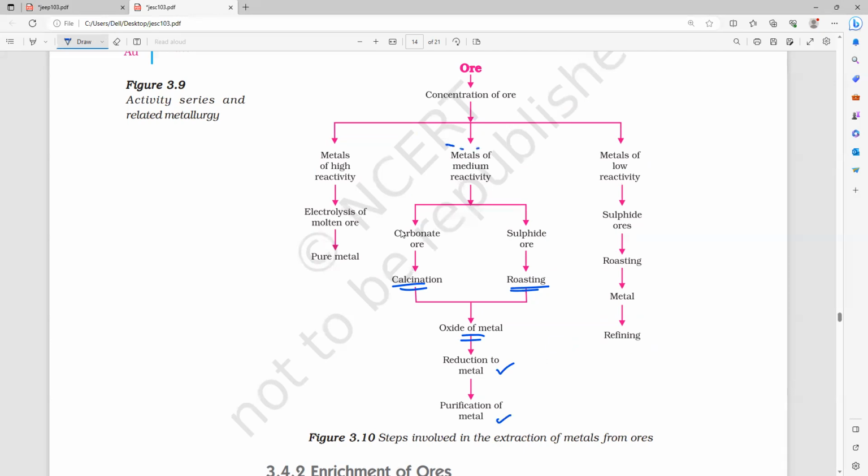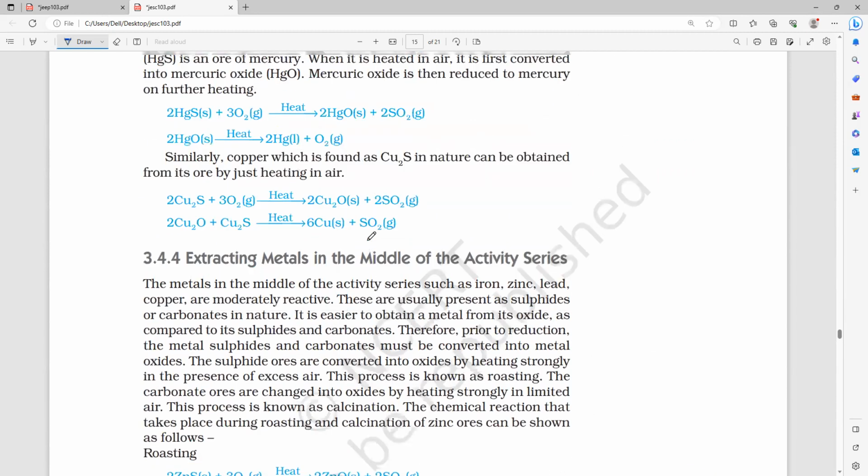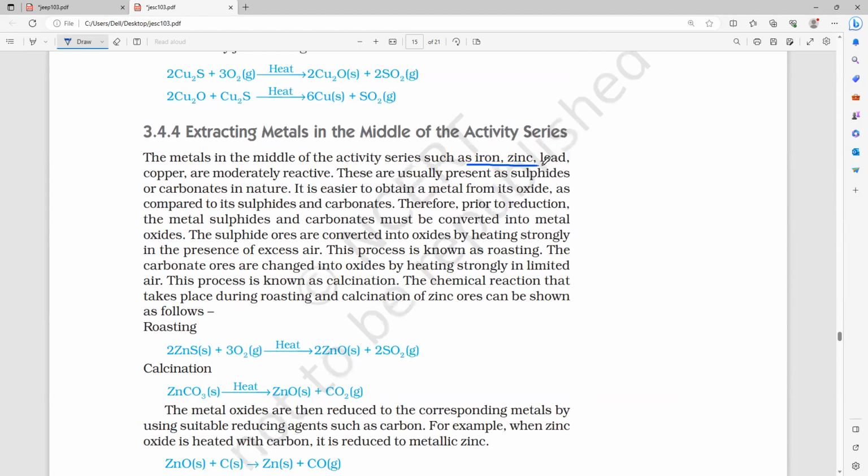So if you notice it here, these metals are moderately reactive metals. What are the examples of these moderately reactive metals we have given? Zinc. You can take such as iron, zinc, lead, copper, which are moderately reactive metals. So these are usually present as sulfides or carbonates in nature. If it is carbonates, they must be converted into oxides. Sulfides also must be converted into oxides.